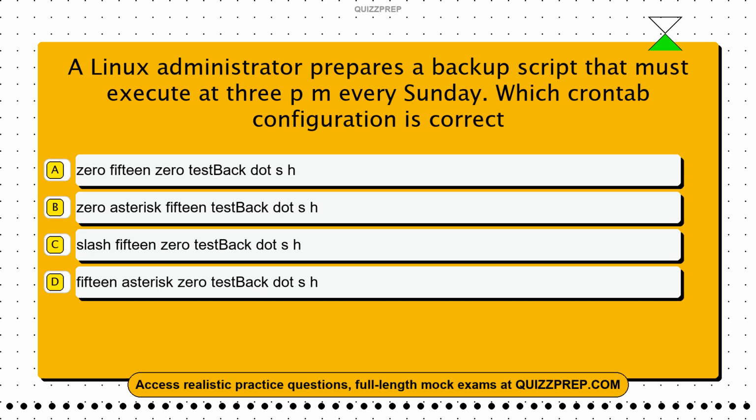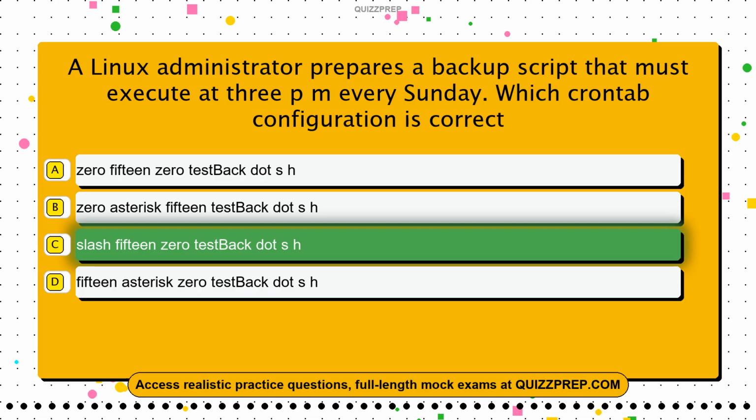Question 103. A Linux administrator prepares a backup script that must execute at 3 p.m. every Sunday. Which crontab configuration is correct? Option A, 0 15 0 testback.sh. Option B, 0 * 15 testback.sh. Option C, * * 15 0 testback.sh. Option D, 15 * 0 testback.sh.